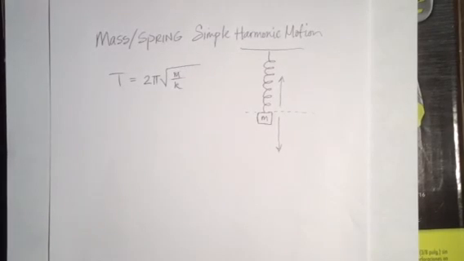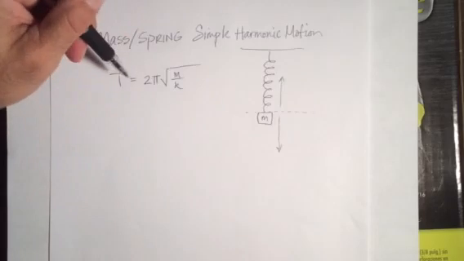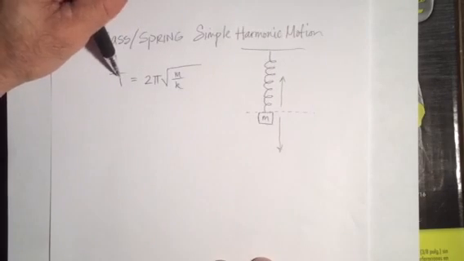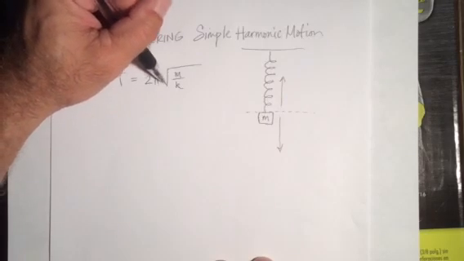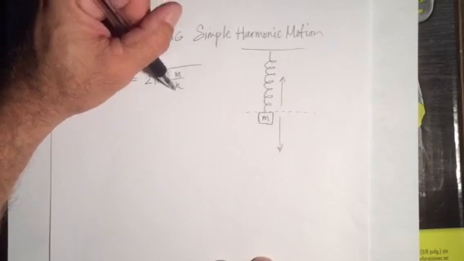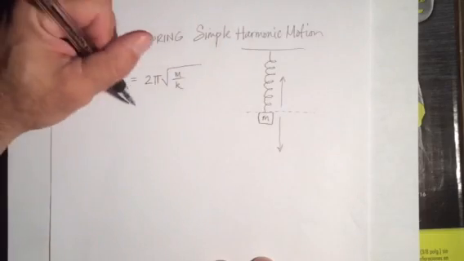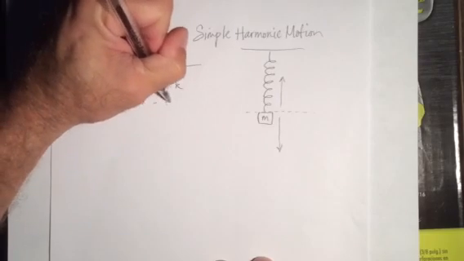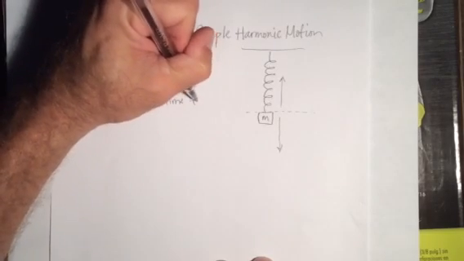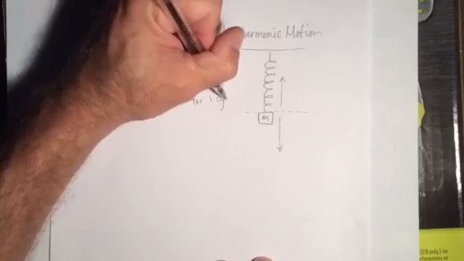Alright, so now we're going to take a look at the mass on a spring, simple harmonic motion. So the period formula: T is the period. Period is equal to 2 pi times the square root of mass over K. Well, this is to say the period is the time for one cycle.